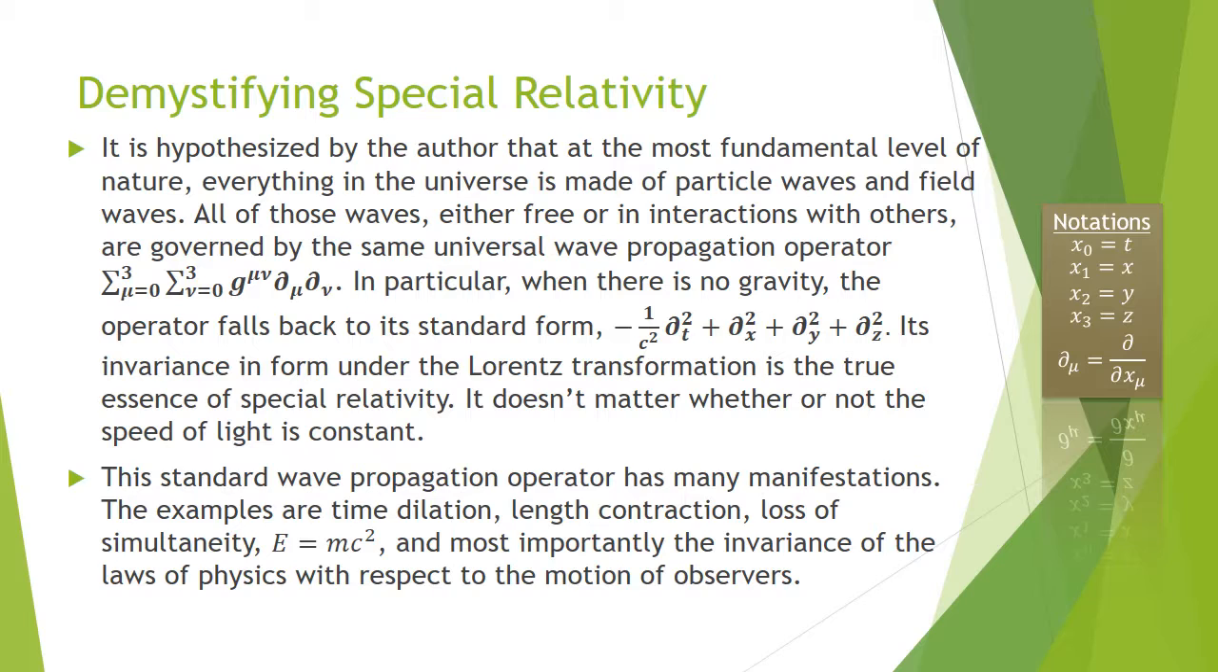−(1/c²)∂_t² + ∂_x² + ∂_y² + ∂_z². Its invariance in form under the Lorentz transformation is the true essence of special relativity. It doesn't matter whether or not the speed of light is constant. This standard wave propagation operator has many manifestations. The examples are time dilation, length contraction, loss of simultaneity, E = mc², and most importantly the invariance of the laws of physics with respect to the motion of observers.